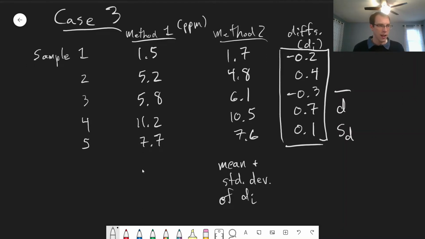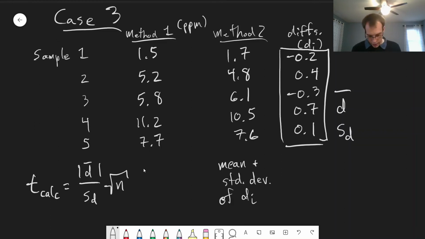Once we have that, calculating t-calc is pretty easy. So t-calc is just equal to the absolute value of the mean of the differences, so that's why we need to remember that these have signs, divided by the standard deviation of the differences times the square root of the number of measurements. And then we, as usual, compare to the t-table.